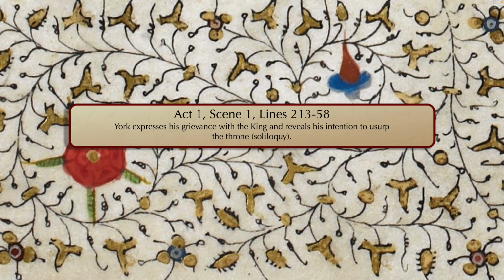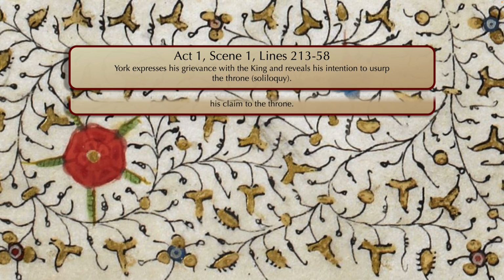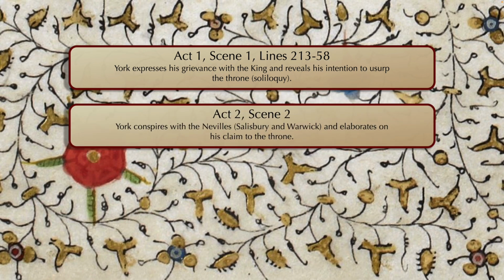He's got this great passage when he says, "Then will I raise aloft the milk-white rose, with whose sweet smell the air shall be perfumed." He justifies this in the next act, in scene 2. It's not a long scene, but he's meeting with Salisbury and Warwick and talking about his claim to the throne. And he goes through the complex family history that I shared with you earlier.